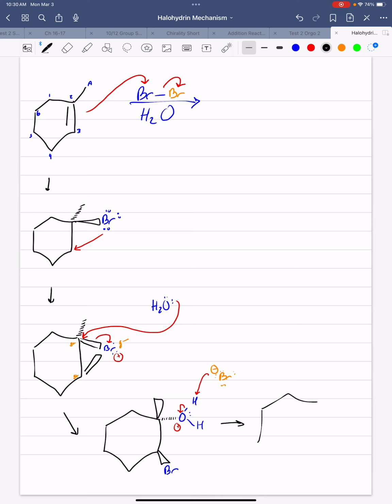So I've got methyl group A on a wedge, I've got this OH group here and my bromine down here. And so these are going to be anti to each other. And since we formed two new chiral centers at 2 and 3, we would also need to include this molecule's enantiomer.